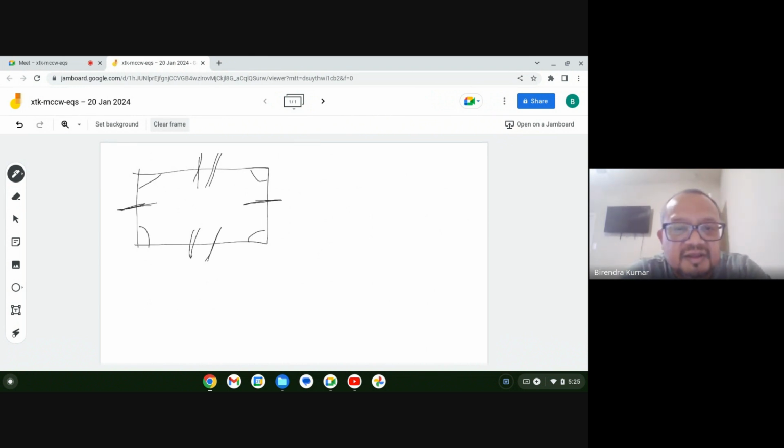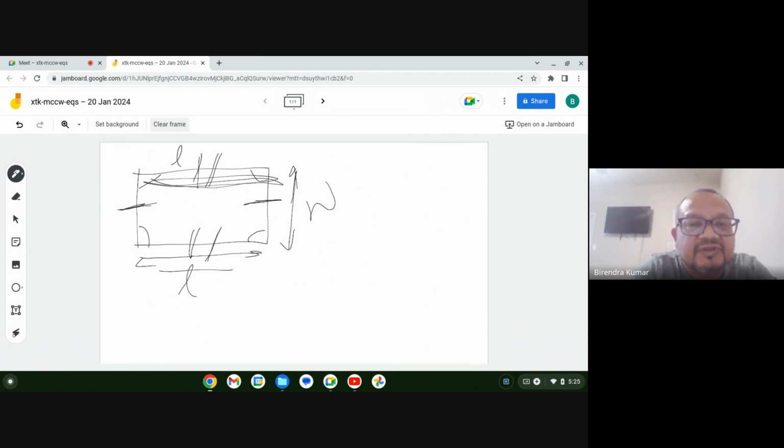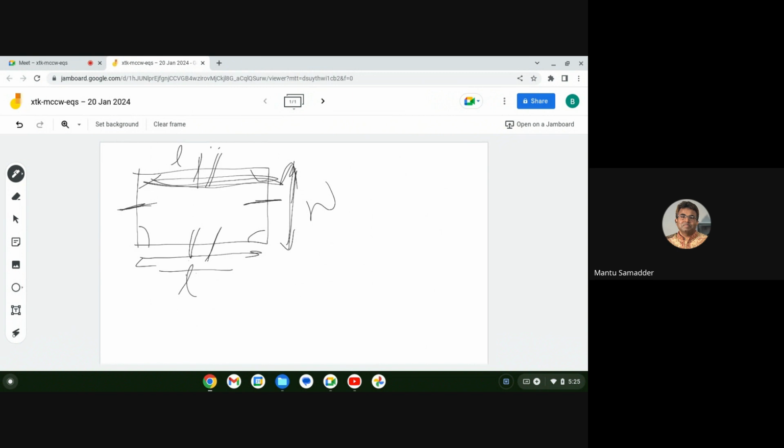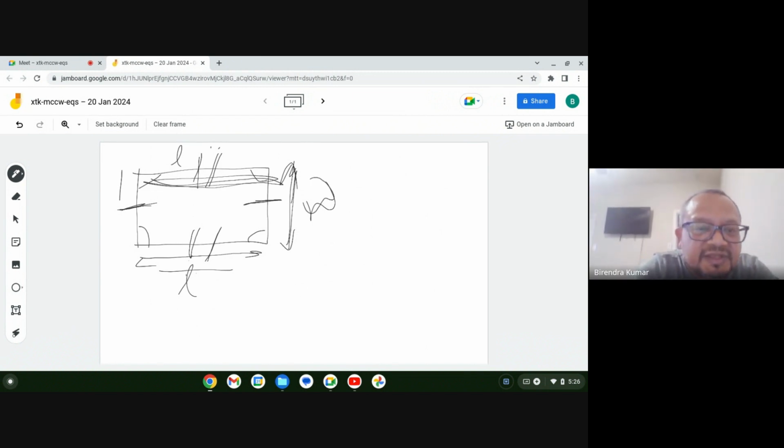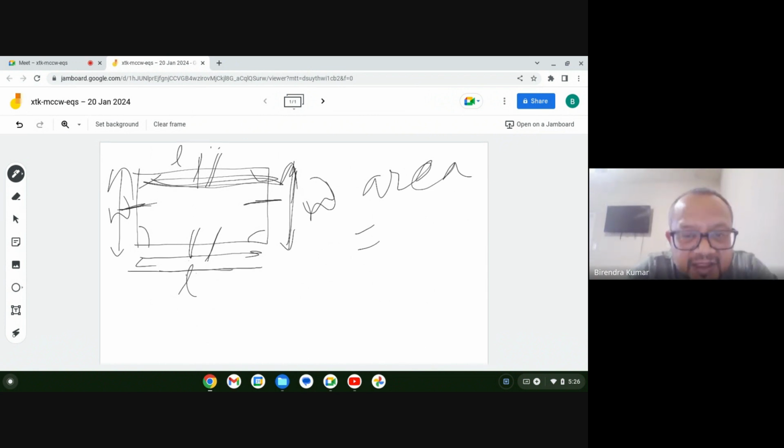Let's say I call this length and I call this width. If this is length, then here to here is also equal to length, because the opposite sides are of same length for a rectangle. If this is my width, that means this side is also width. What is the area? Meaning a rectangle with length L and width W, what will be the area?